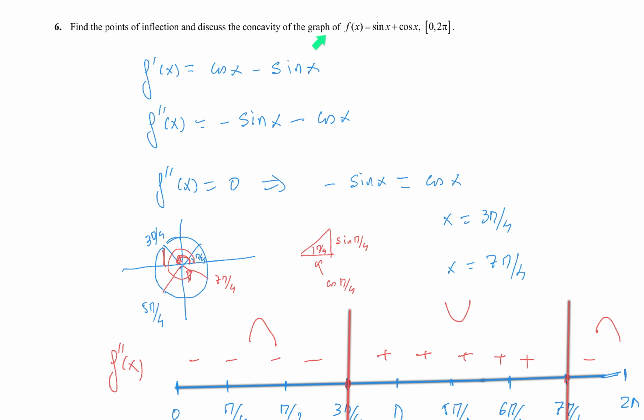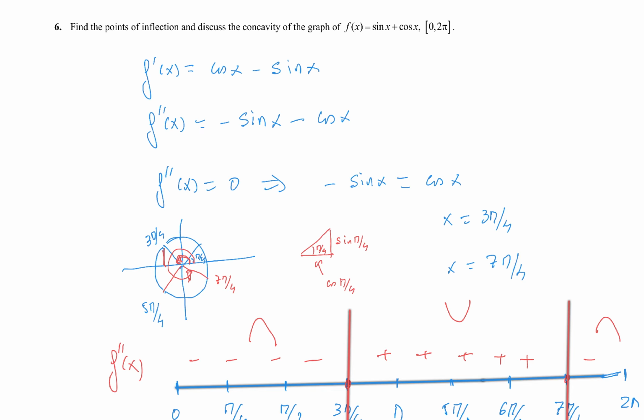This problem says to find the points of inflection, the points where the second derivative is 0, of the function sine of x plus cosine of x in the interval 0 to 2 pi. How will we find the points of inflection? We find the second derivative. The second derivative is minus sine of x minus cosine of x. And how do we find the points of inflection? The points of inflection happen when the second derivative is 0.